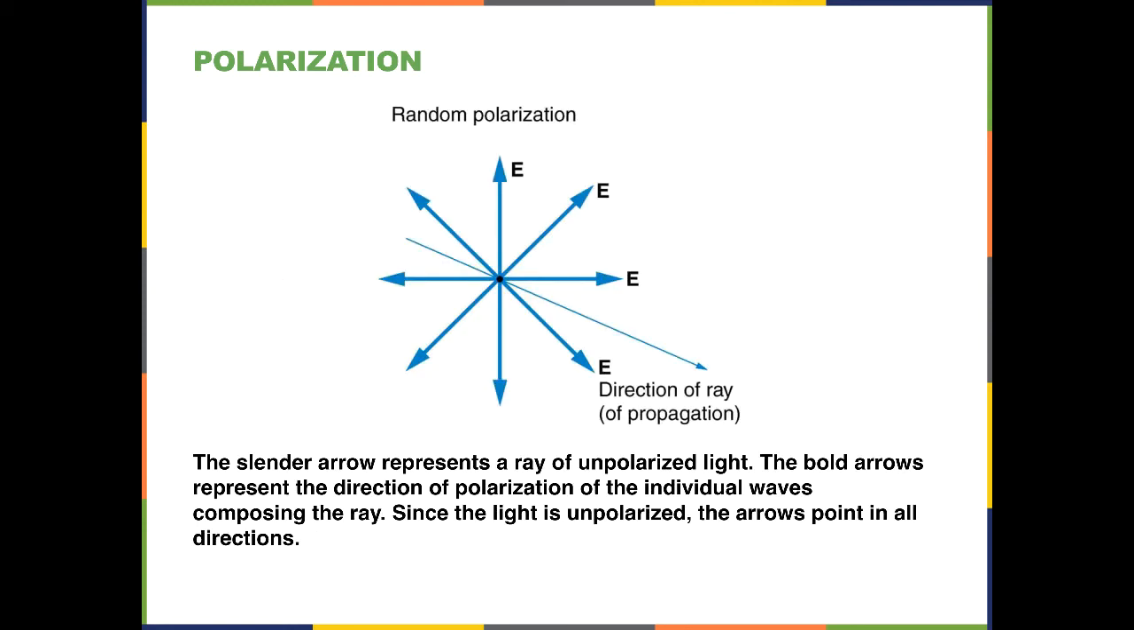So whenever you have a light ray, it essentially has random oscillations. A light ray can have oscillations in any particular axis. The bold arrows represent the direction of polarization for individual waves composing the ray. And as you can see, they disperse throughout. This light is not polarized, so you have all various types of oscillations.